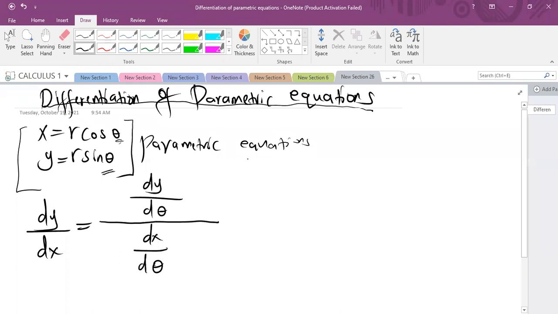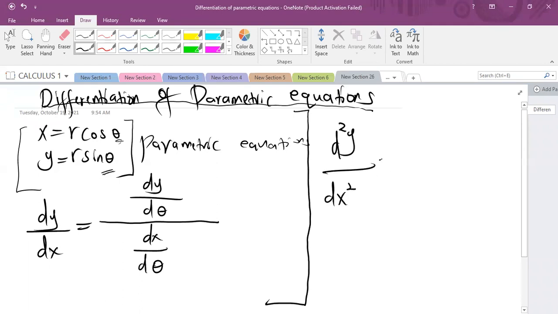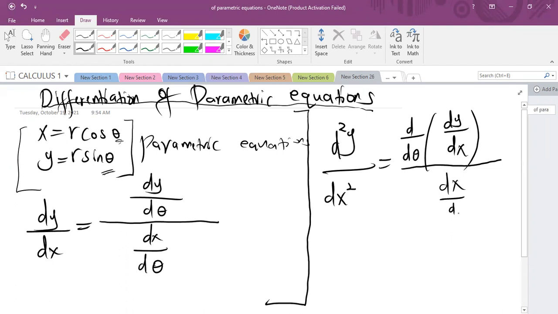And how do you get the second derivative? d2y dx squared of a parametric equation is given by d d theta of dy dx, all this divided by dx d theta.